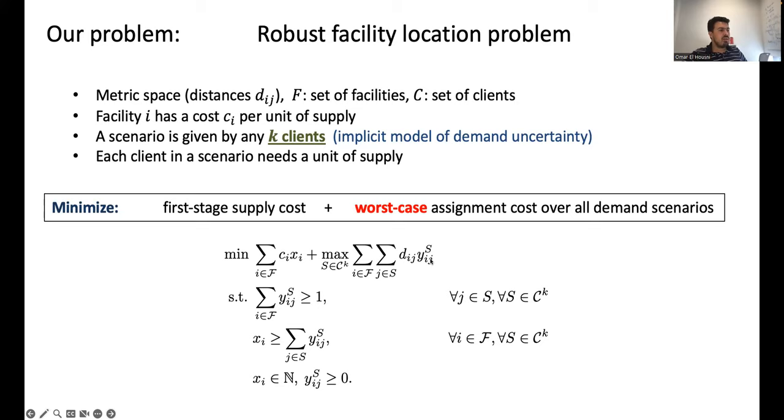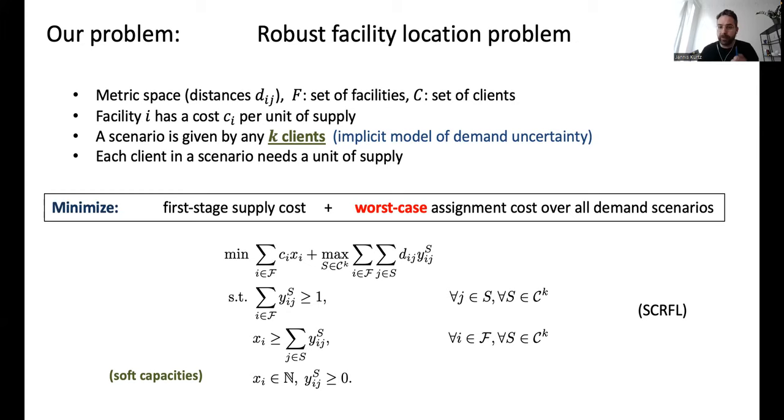And I call this problem SCRFL, which refers to soft capacitated robust facility location problem. And why it's soft capacity is because you pay a cost per unit, but you don't have upper bounds on Xi. Any questions about the model before I talk a little bit about the contributions?